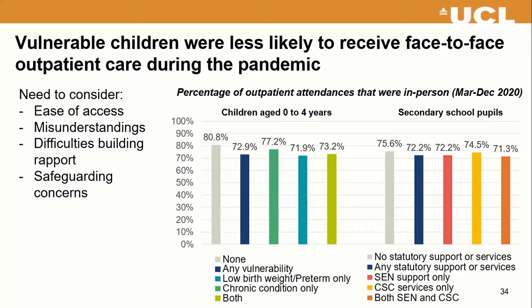And what we found is that during the pandemic, vulnerable children were much less likely to receive face-to-face outpatient care than their peers. And this was a combination of things. So they were less likely to be offered face-to-face care in the first place. And when they were offered face-to-face care, they were less likely to attend it, which meant that they were being offered and attending more virtual appointments than face-to-face.